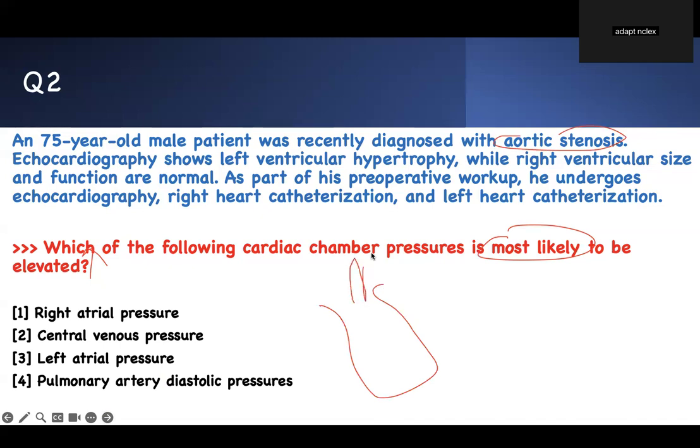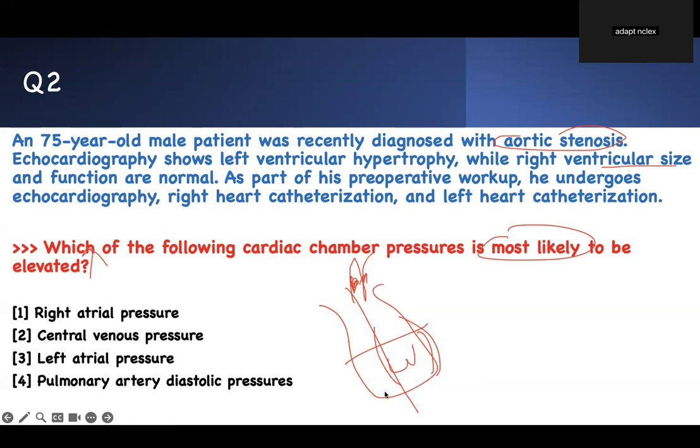This is the heart. The aorta is taking blood from the left ventricle, and thus it's stenosis. That means the pressure in the ventricle going to the aorta has to be higher than the aortic pressure. Echocardiogram shows what? Left ventricular hypertrophy. You shouldn't be surprised, because we need to generate enough pressure in the ventricle to overcome the aortic stenosis, while right ventricular size is normal. So this side is normal, right? And function is normal on the right side. As part of the perioperative workup, he undergoes echocardiogram, right heart catheterization and left heart catheterization. Look, a bunch of information.